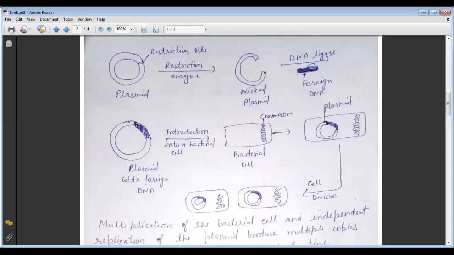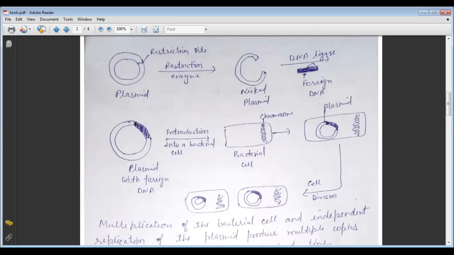Okay, before going to the host, here is the method. Firstly we take the plasmid, and the restriction site is present here, and after the effect of the restriction enzyme we get the nicked plasmid. Now, through the DNA ligase enzyme, a foreign DNA is attached. So now there is the plasmid with the foreign DNA, and now the introduction into the bacterial cell.